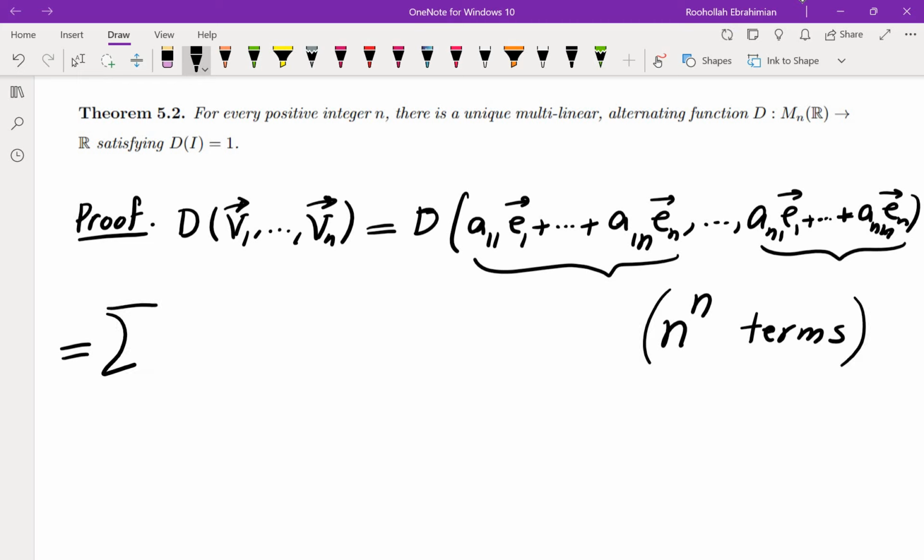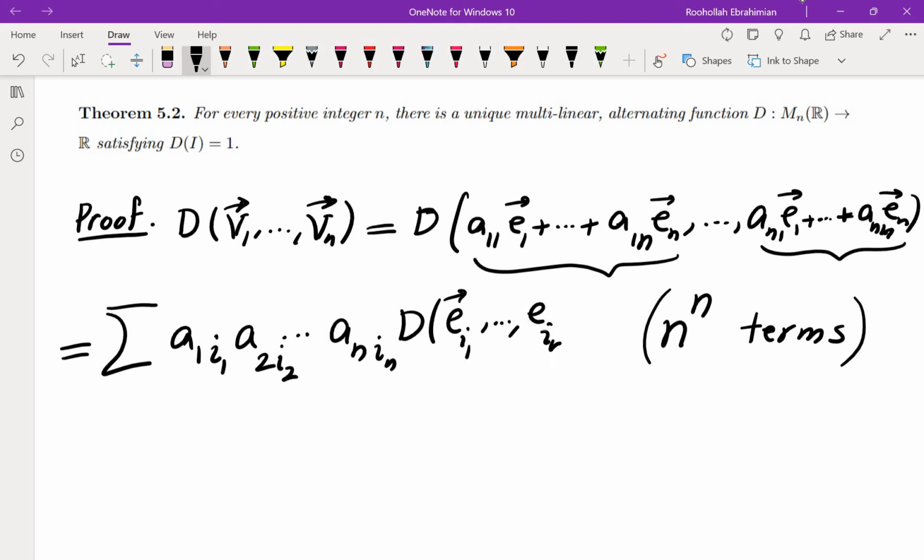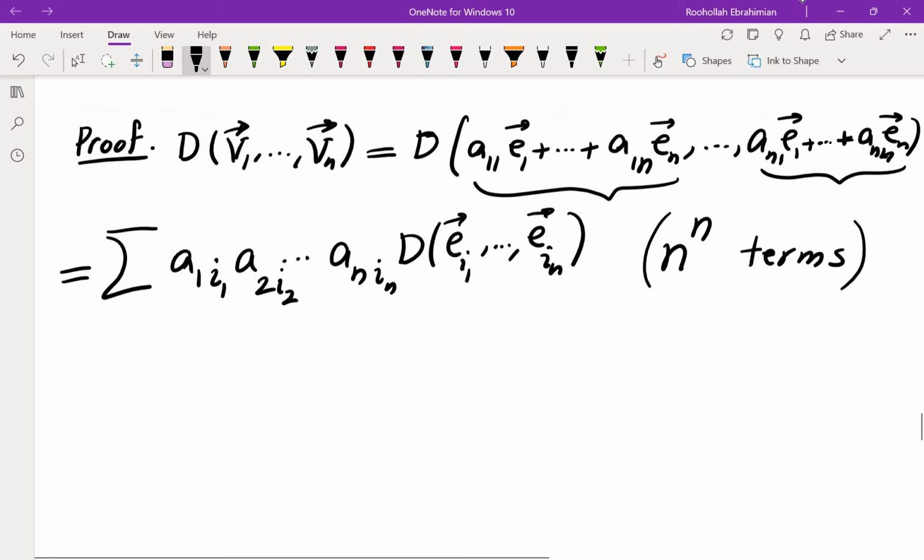So you would get the sum a1 I1, a2 I2, all the way to an In, d of e_I1 all the way to e_In. And what we know is that I1 through In are just elements of 1 through n. So you will run through every single possibility of I1, every single possibility of I2, every single possibility of I3, and so on. So you will have n to the power of n terms.